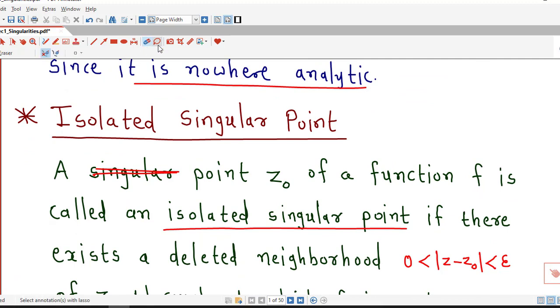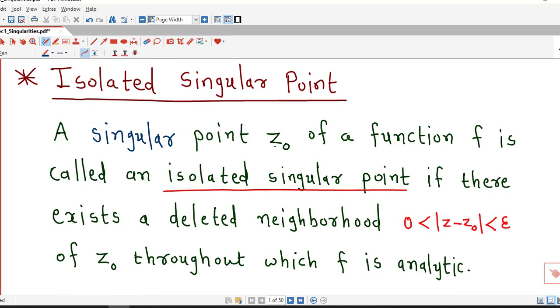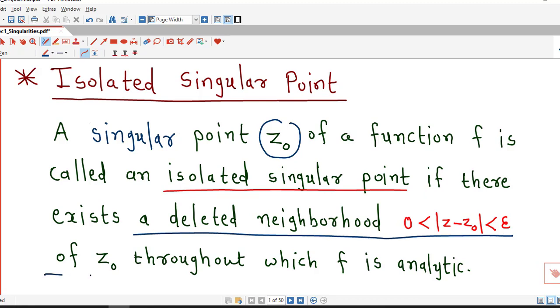Now this is another definition. Here we want to define isolated singular point. For that, our point must be a singular point. So when is a singular point called an isolated singular point? Definition: a singular point z0 of a function f is called an isolated singular point if there exists a deleted neighborhood of that point throughout which f is analytic.